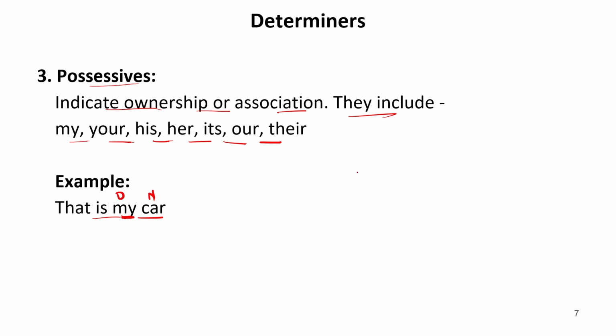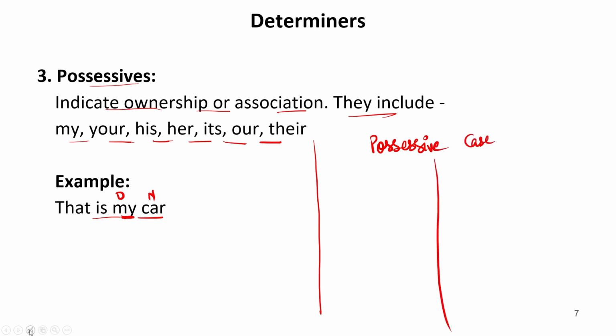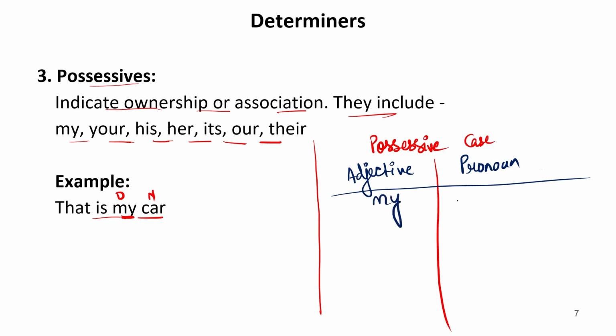Now, there can be two types of possessive case. What are these two cases? Let us discuss. We can have either a possessive adjective, or we can have a possessive pronoun. What is the difference between possessive adjective and possessive pronoun? Let us see. For I, we can use my as an adjective and mine as a pronoun.